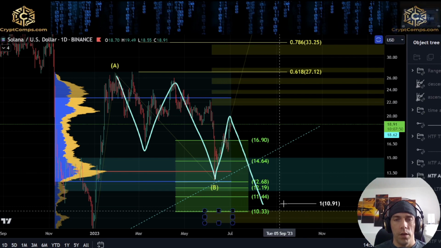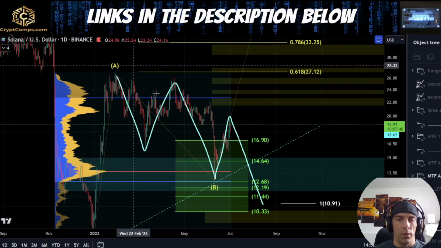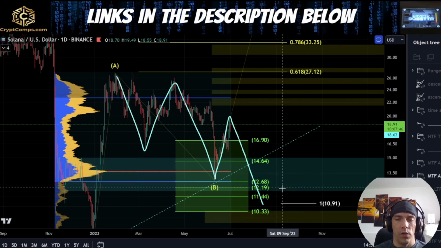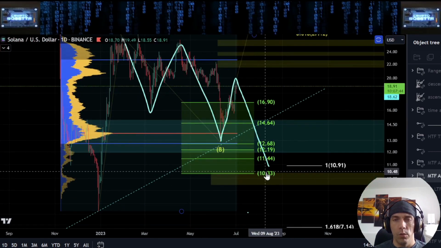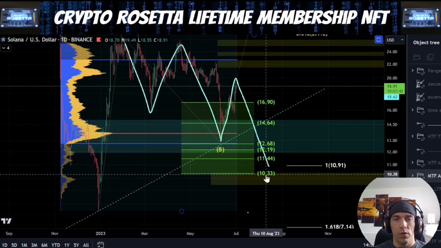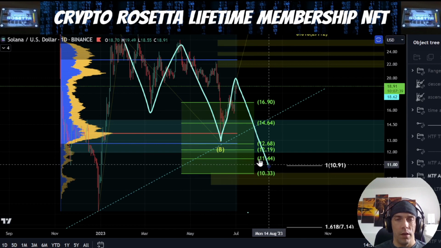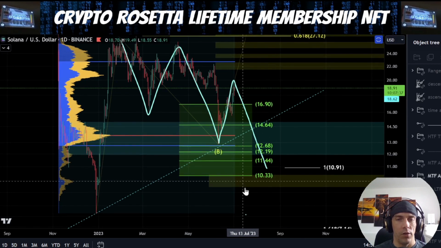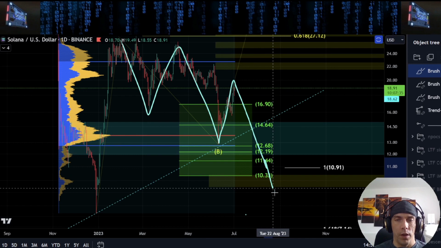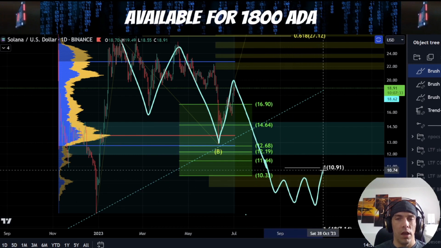But once we start breaking into those lower ranges there, we need to be very careful, because the idea is within this, if we're looking for this A and this B and then that continuation up, we don't really want to lose this lower range here of this 1033. If we start to lose that, it becomes less likely we're going to continue, particularly if we actually break down below this level and start consolidating below it.